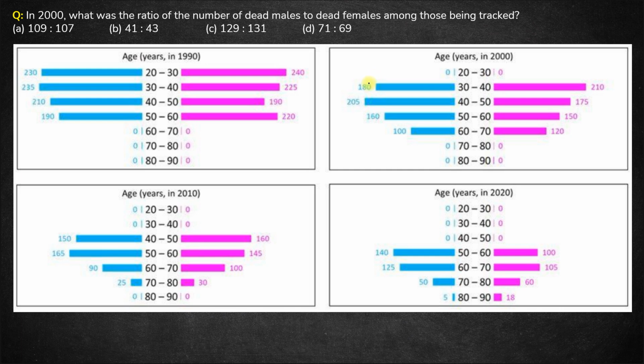Okay, so how many males do we have total? Initially we had 1000 males in 1980, and we had 1000 females initially. Fine. Now let us look at how many males are alive in 2000.